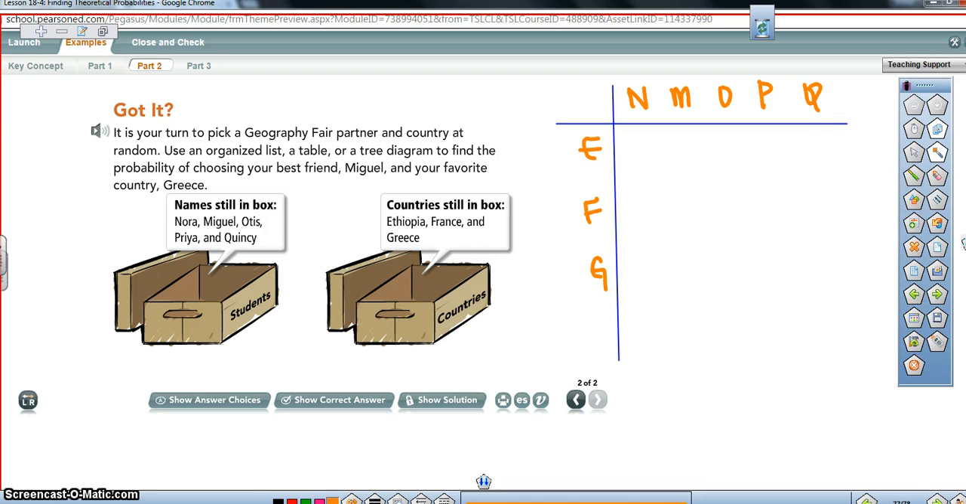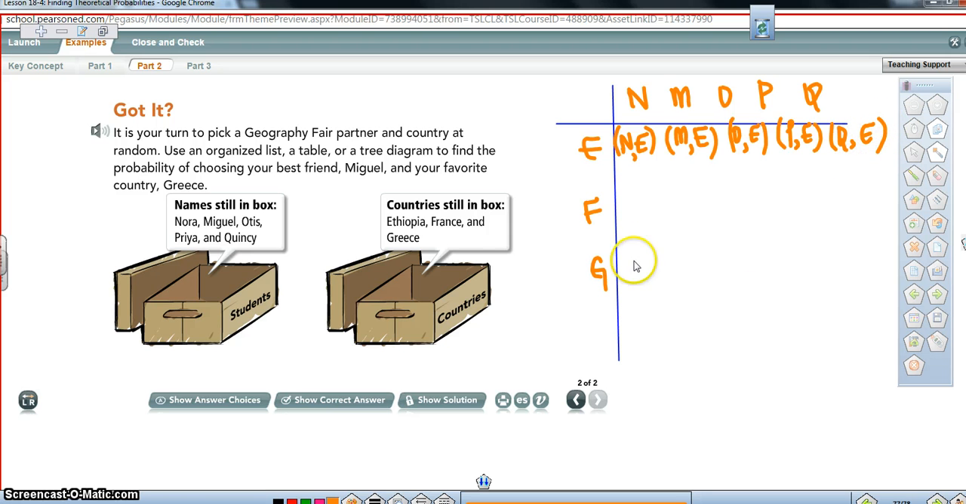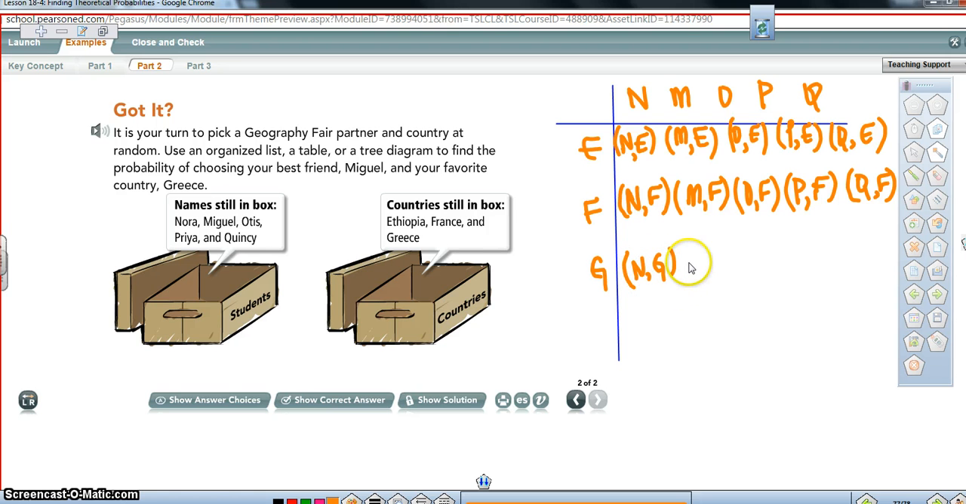So I could choose Nora with Ethiopia. I could choose Miguel with Ethiopia, Otis with Ethiopia, Priya with Ethiopia, or Quincy with Ethiopia. And I could choose each person with France. Or I could choose each person with Greece.